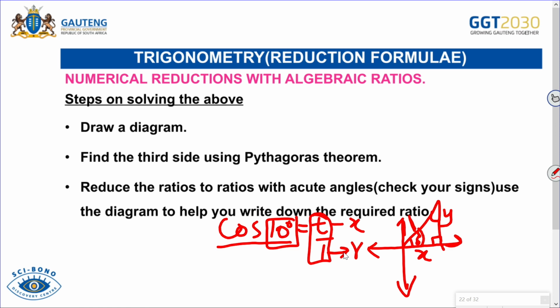Then from there, you need to use your theorem of Pythagoras to find the unknown side. So you find the third side by using your Pythagoras theorem. I've explained that already. Reduce the ratios to ratios with acute angles. Check your signs. Use the diagram to help you write down the required ratio. Okay.